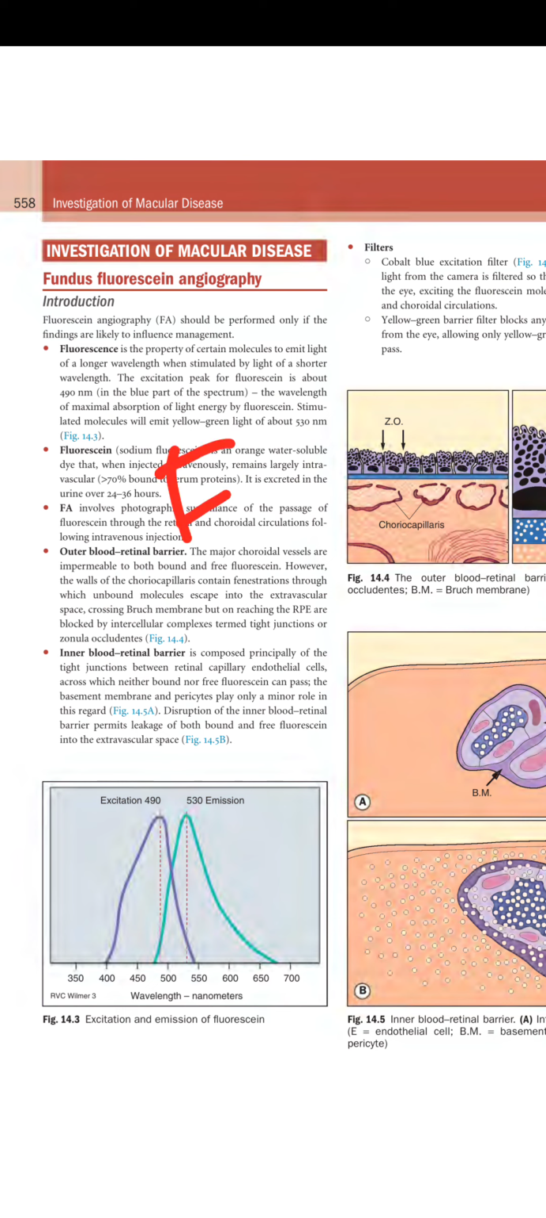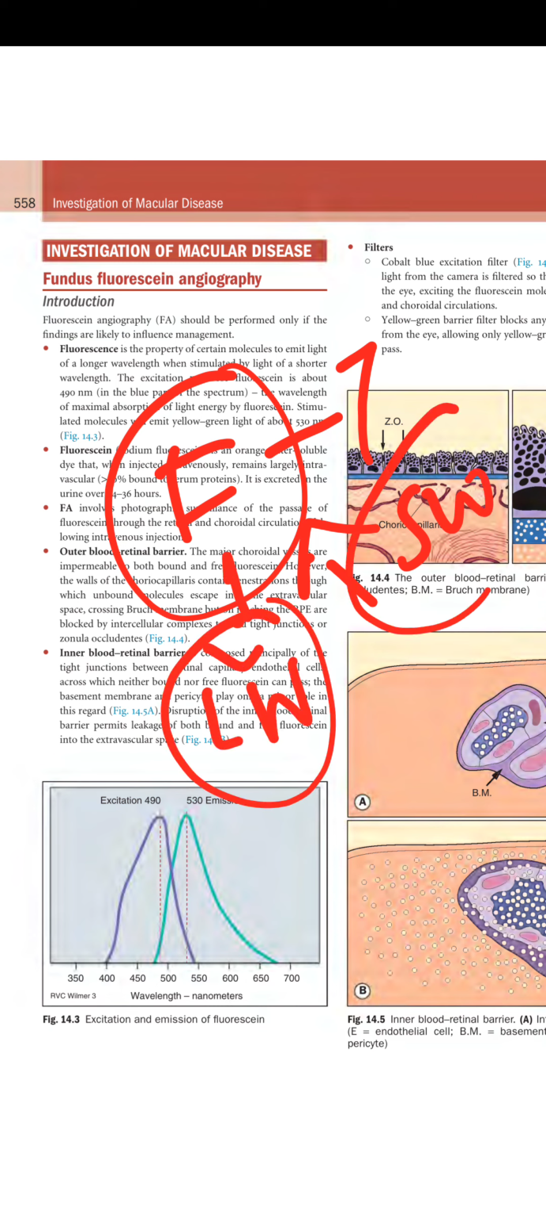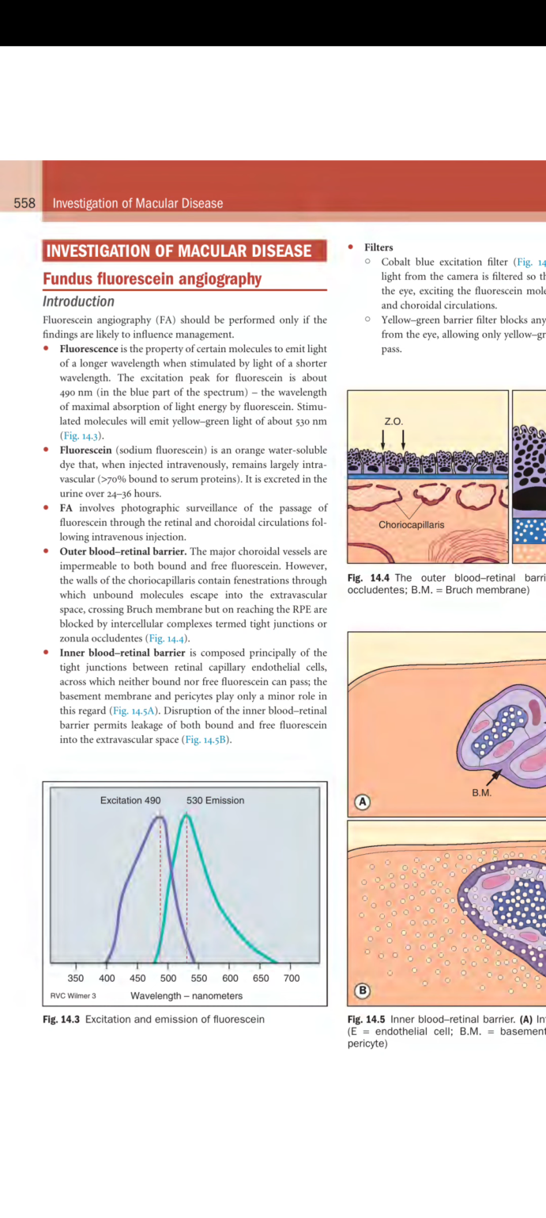So basically fluorescence is a property of certain materials. When it is excited by a short wavelength, it will emit light of a longer wavelength. For example, if you excite fluorescein with blue light, whose wavelength is about 490 nanometers, it will emit yellow-green light, which is about 530 nanometers. Sodium fluorescein is the molecule which has such a property.